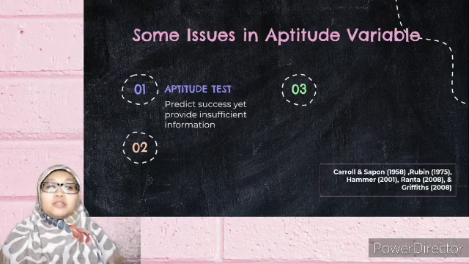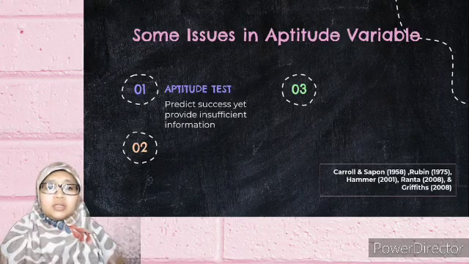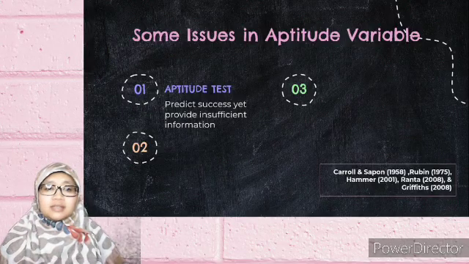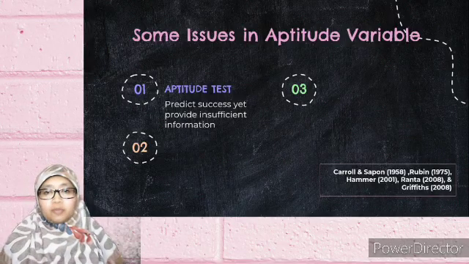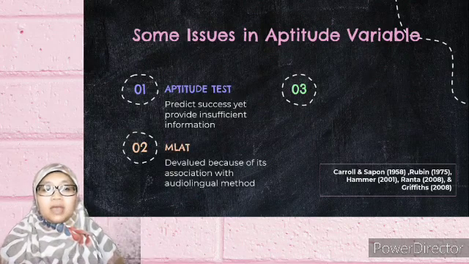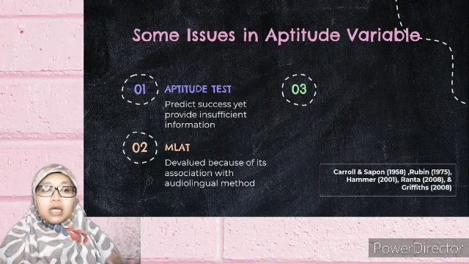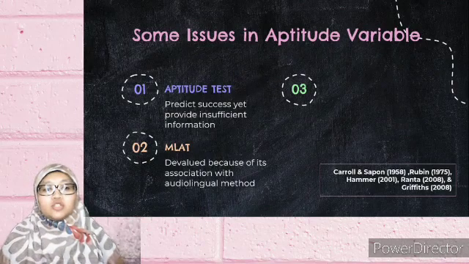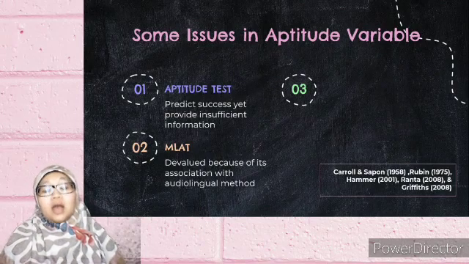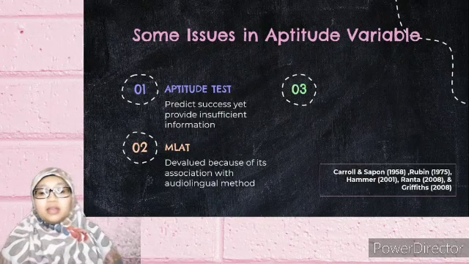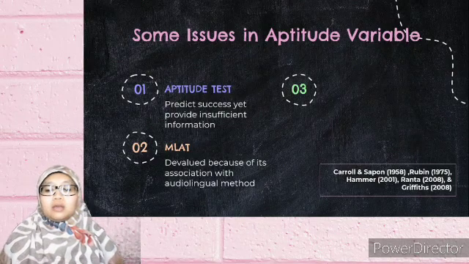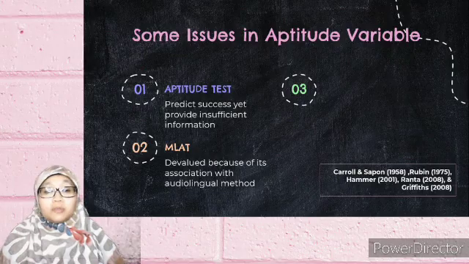The first one is the aptitude test. The aptitude test predicts success yet provides insufficient information. The MLAT, or Modern Language Aptitude Test, was developed because of its association with the audiolingual method. So it means that it only covers a specific method.